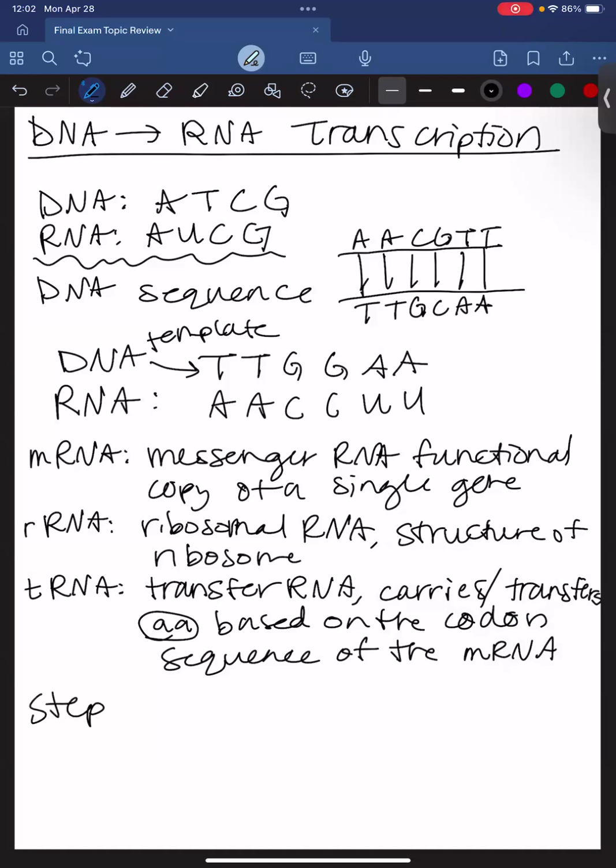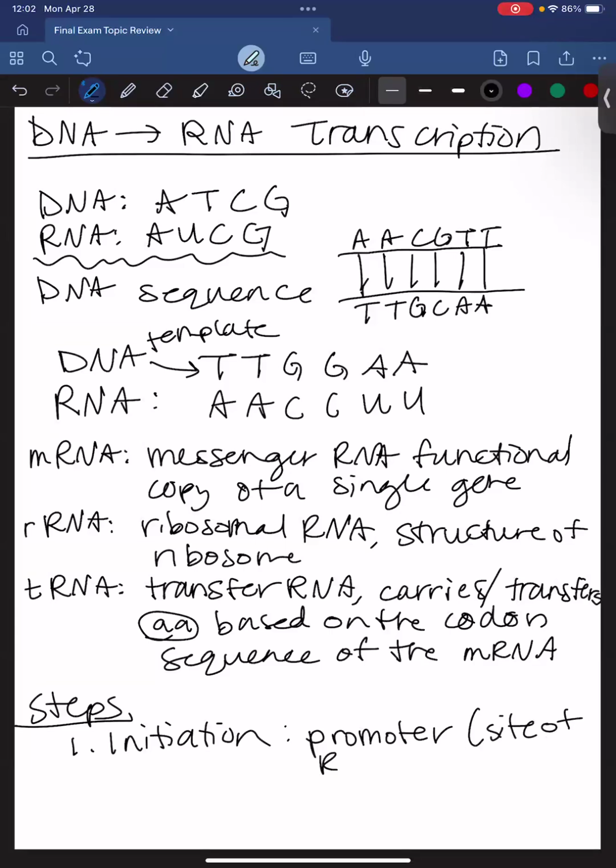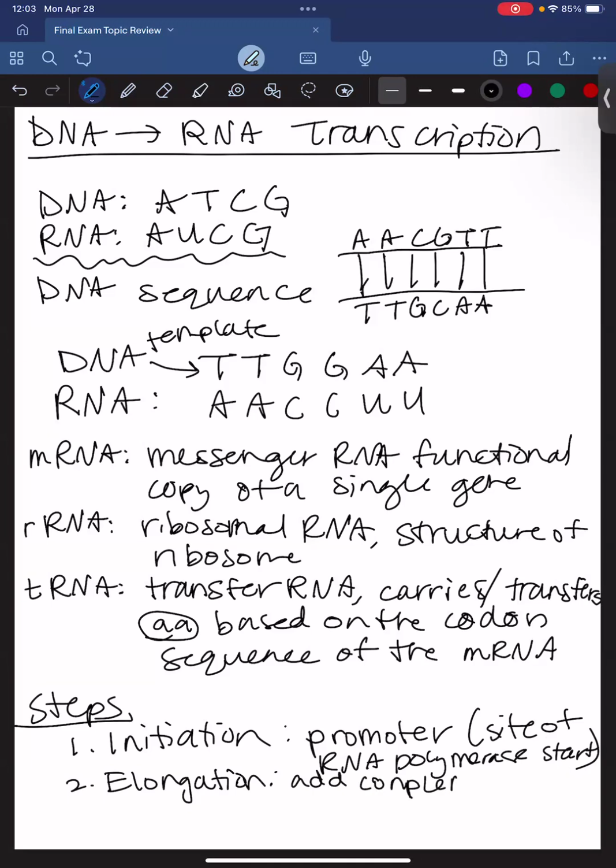There's 3 steps. First one is initiation. Does anybody remember what the sequence is called where we start transcription? Promoter. It's where RNA polymerase binds. The second step, easy enough, is elongation, where we will add complementary RNA nucleotides. And then the third step of transcription is going to be termination. Okay, that's transcription. We ready for translation?